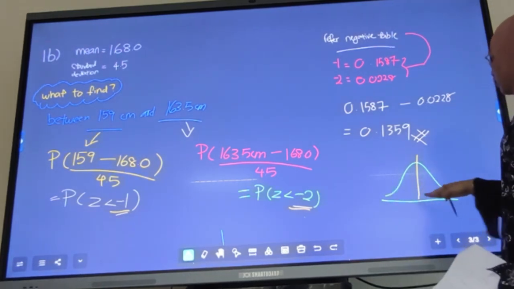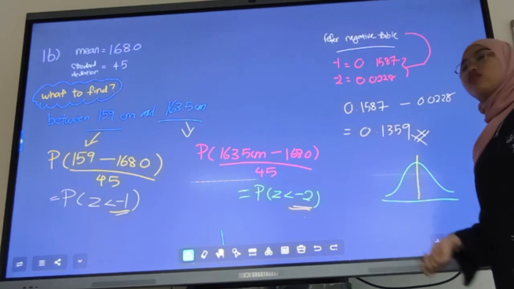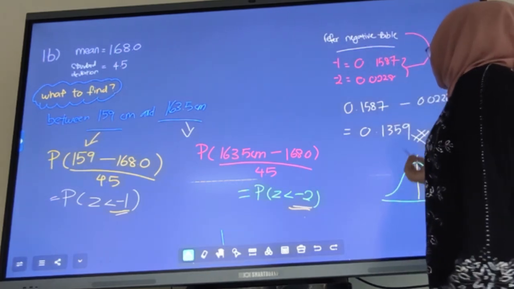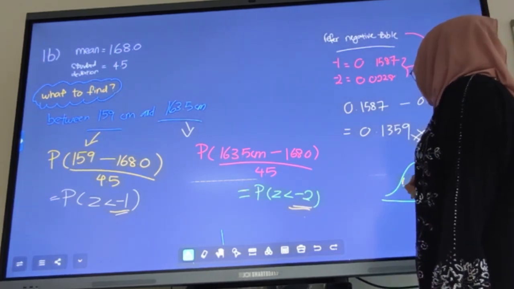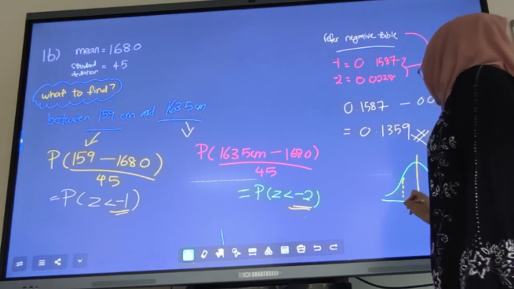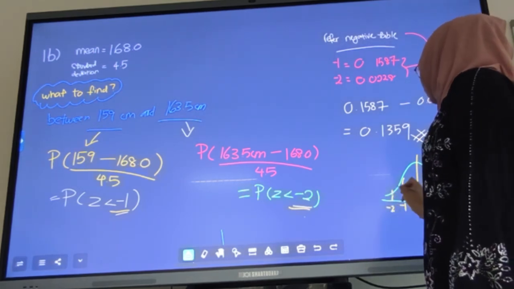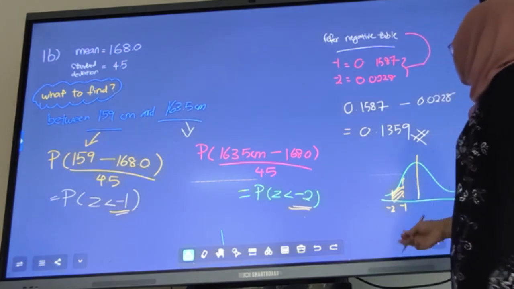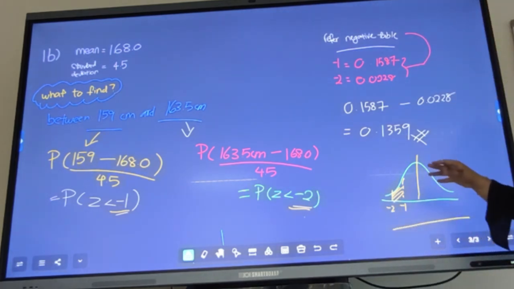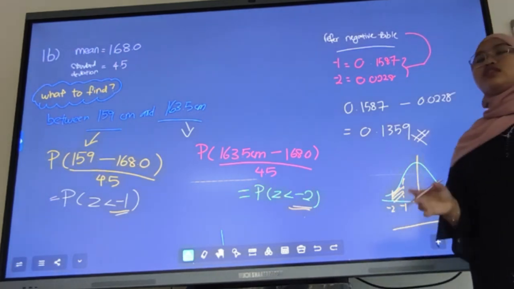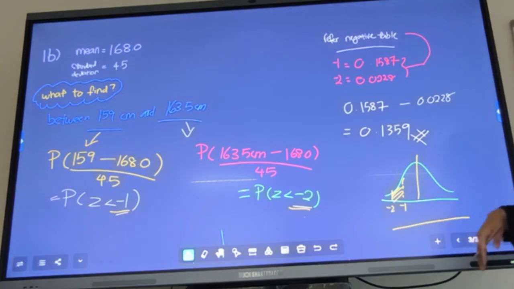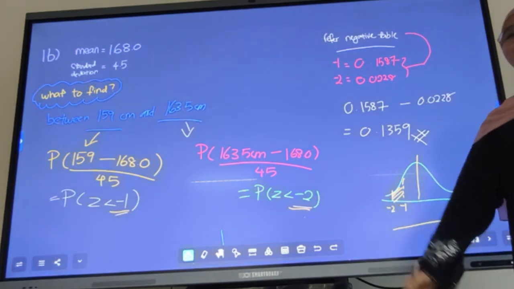Mostly the number will be positive and only sometimes negative, right? So of course you guys try to find this one. Negative 1 will be over here and negative 2 will be over here. So we shade the region. This is how the normal distribution graph is supposed to be. So that's all from me. Thank you.